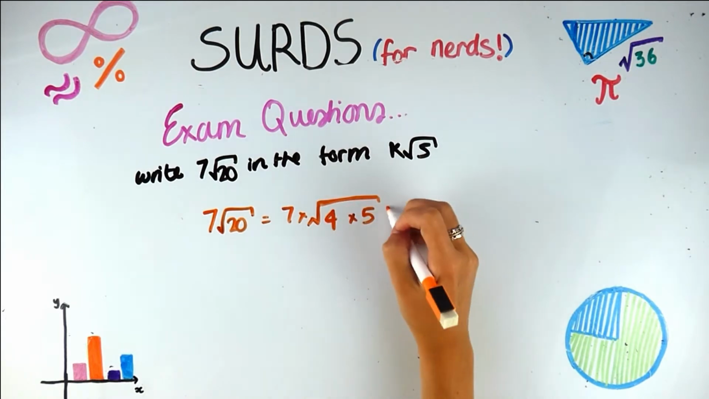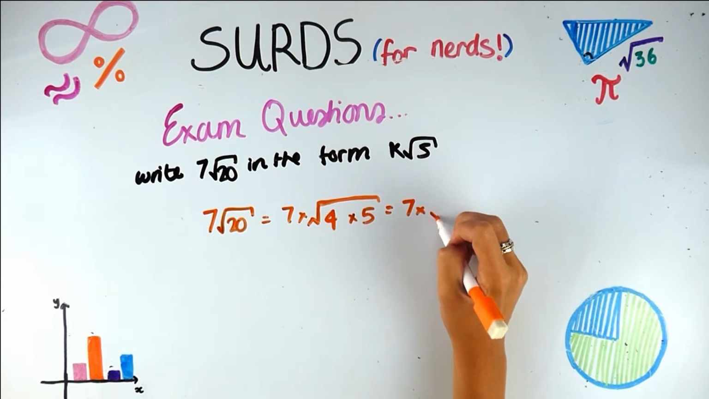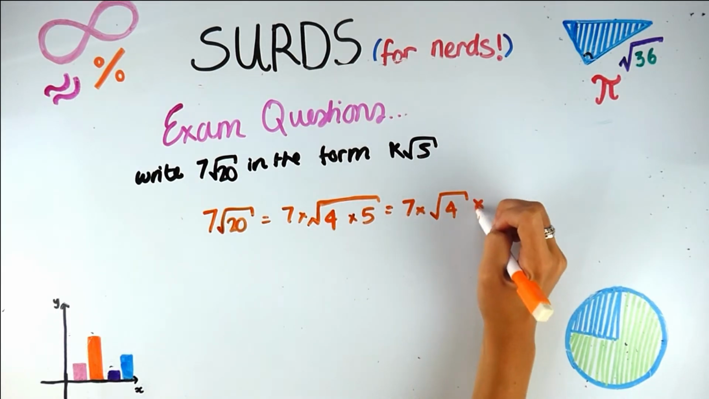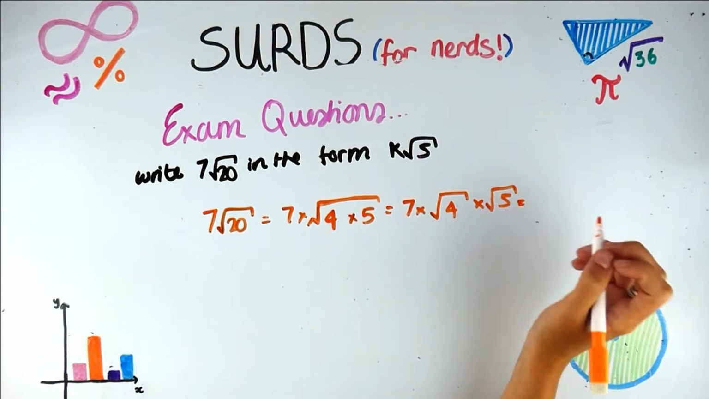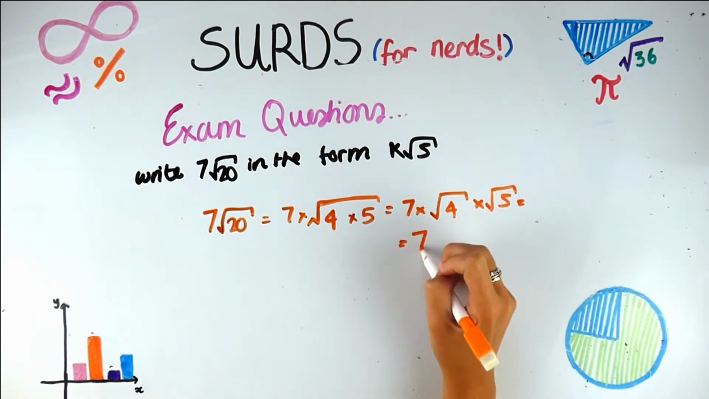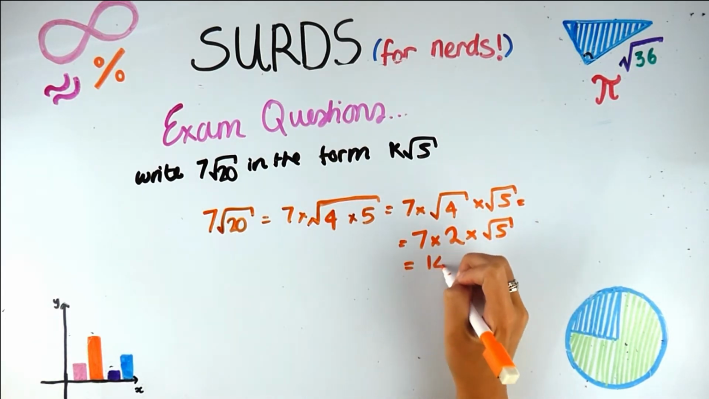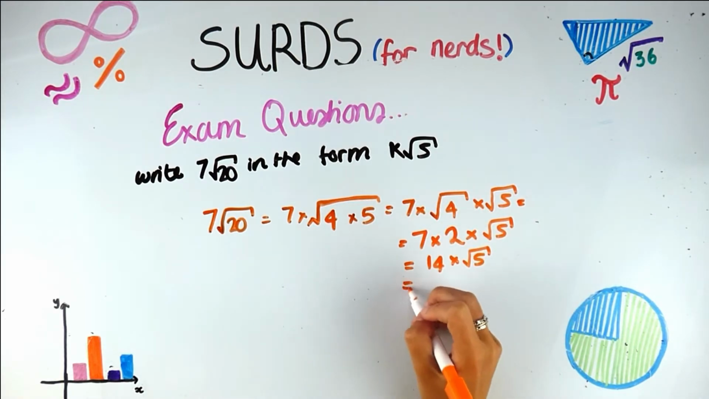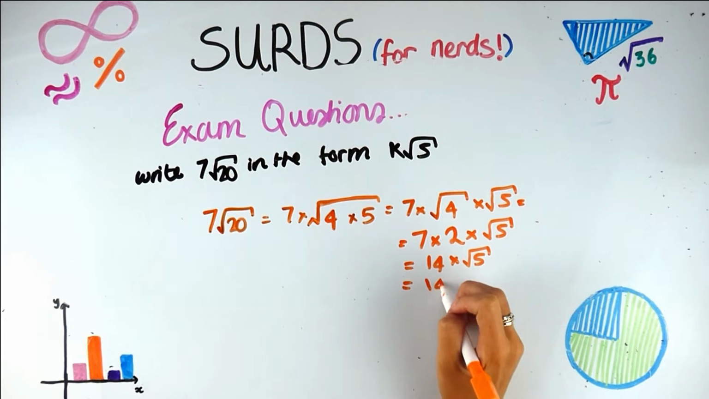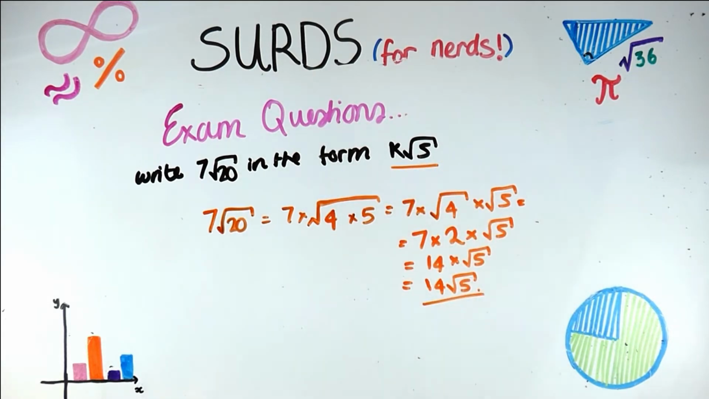4 times 5. And we know from our rules, I'm just ignoring the 7 for now, we're just keeping it there, that this big root can be split into the 2 smaller roots. And we know that root 4 is just 2. And we know we can just multiply numbers together. 7 times 2 is 14. And we also know, just like before, that we don't actually have to write that times sign there. And now, there we go. That is very similar, same form as that. So we know we've done it. That's how you do those questions.